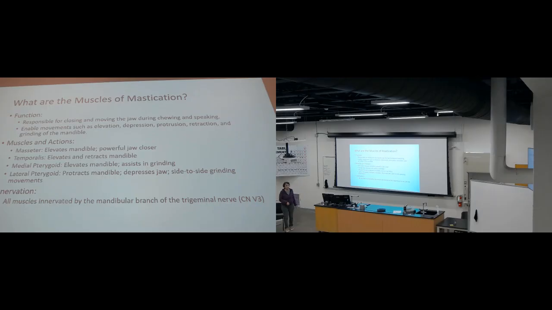Now for muscles of mastication, well, the function is closing and moving the jaw during chewing and speaking. Enable movements like elevation of our jaw, depression of our jaw, so opening our jaw, closing our jaw, protrusion, which is basically bringing your jaw anteriorly, and retraction, move it backwards and sideways for grinding.